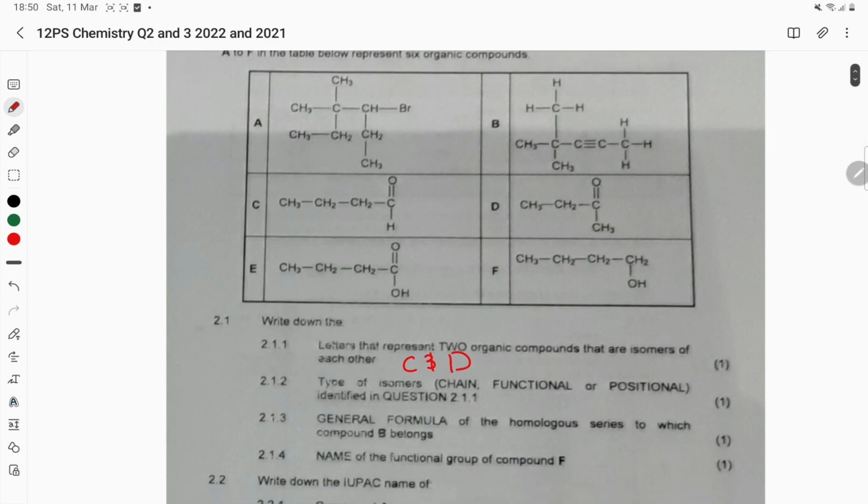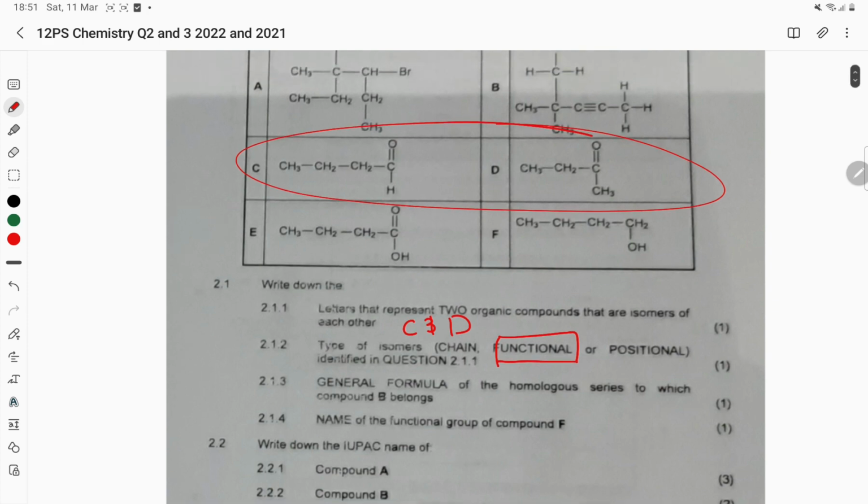What type of isomer, chain, functional or position, is identified in 2.1.1? So we've identified these two. Well, there is technically, but what's happening here is that there is a functional group change, meaning C is an aldehyde and D is a ketone. So you have a functional group or homologous series change, so therefore it will be functional in this case.